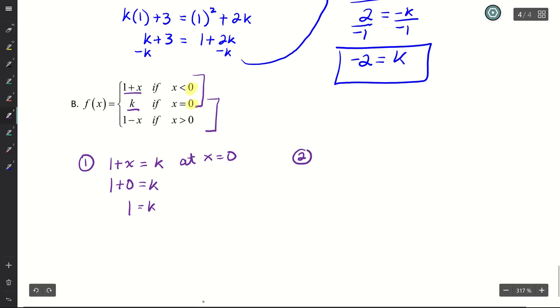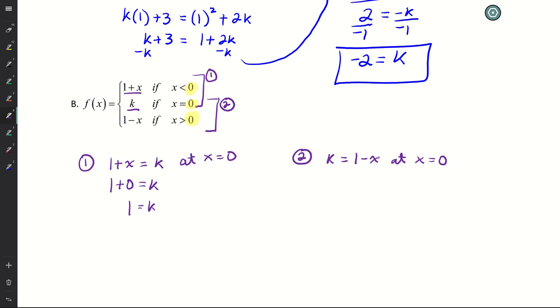And then number 2, looking at the bottom 2 functions, the place that there might be a discontinuity is still at 0. And so we'd want to say, hey, k would have to equal 1 minus x at x equals 0. The only problem that we're possibly going to have here is that if the k values don't end up being the same for both parts. If the k values aren't the same for both parts, that's going to mean that there's a discontinuity. But if we solve here and we get the same k value for both parts, then that k value is going to create continuity for us.